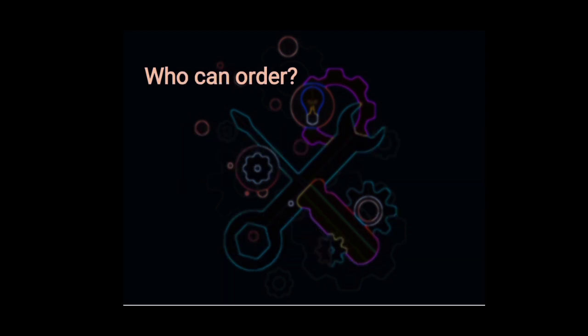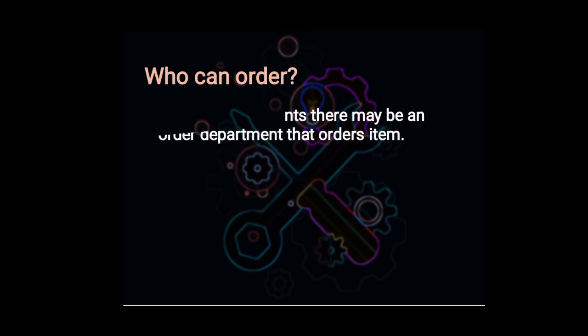Who can order? In large departments, there may be an order department that orders items. This department is responsible for transactions with a supplier when a business wants to purchase something. This allows both parties to have matching records that they can use to verify what was purchased and the price of the transaction and when the purchase took place.